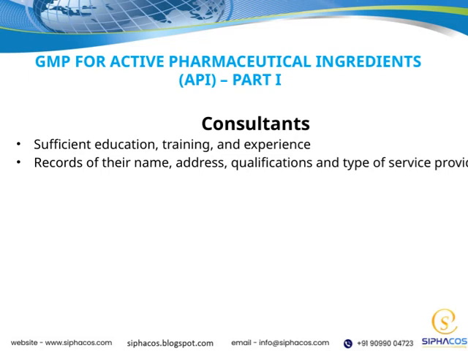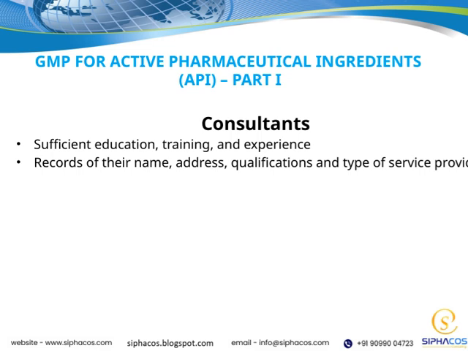Let's talk about consultants. It's essential that they have sufficient education, training, and experience to perform their roles effectively. We need to ensure that their qualifications match the responsibilities they undertake. Additionally, keeping detailed records is vital. These records should include their name, address, qualifications, and the specific type of service provided. This transparency helps maintain accountability and quality standards.